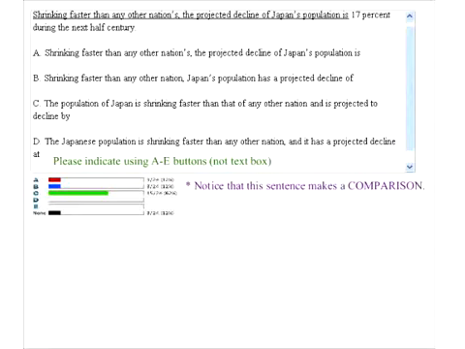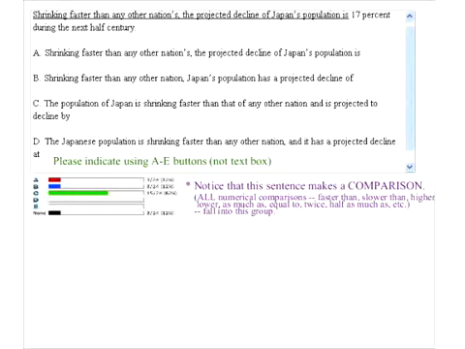So I'm going to list some of those here again. Numerical comparisons, such as faster than, slower than, higher, lower, as much as, equal to, twice, half, as much as, etc., fall into this group. So what do we know about comparisons? I mean, you guys have typed some good stuff into the text box. But what's the main thing that has to be true in general about comparisons? What has to be true about them?